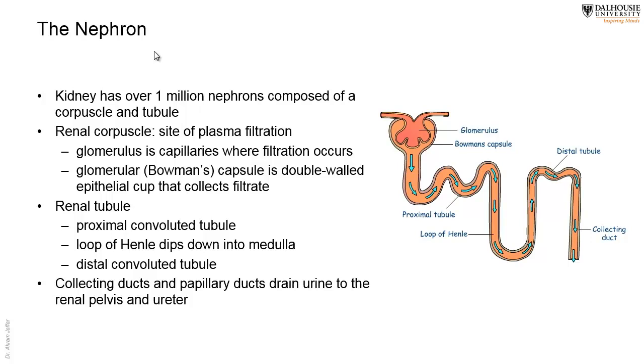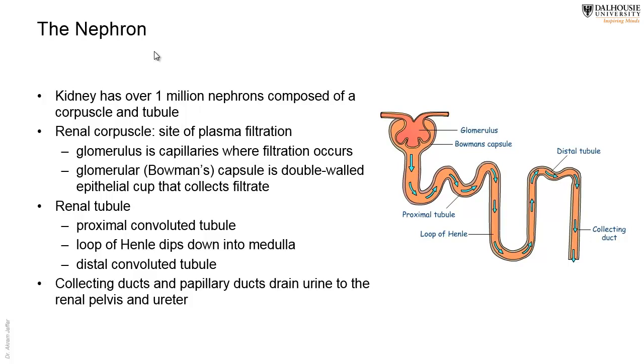Each of these nephrons consists of what we call a renal corpuscle and a renal tubule. So a corpuscle and a tubule. Look at the corpuscle here. The corpuscle consists of a glomerulus and a Bowman's capsule. So corpuscle plus tubule form a nephron. The corpuscle is formed of a glomerulus and Bowman's capsule.